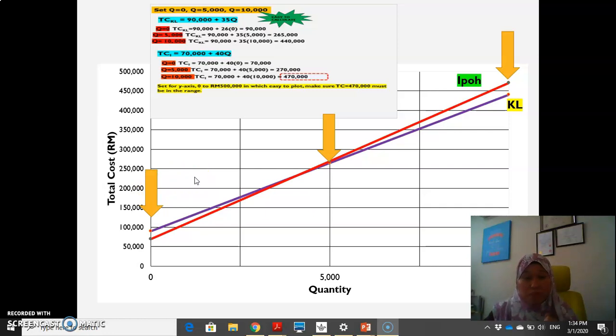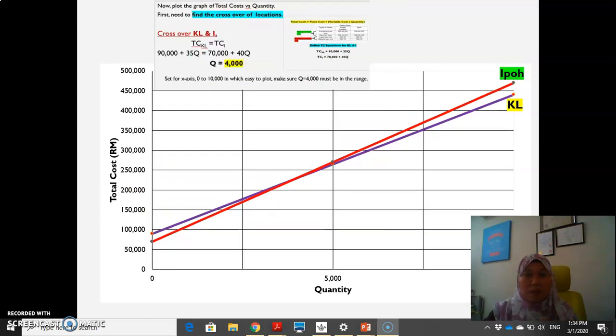Next step is you need to find the crossover number we calculated.